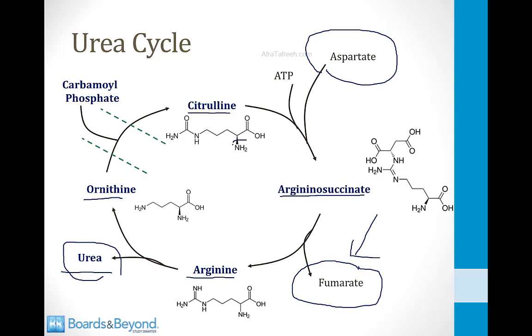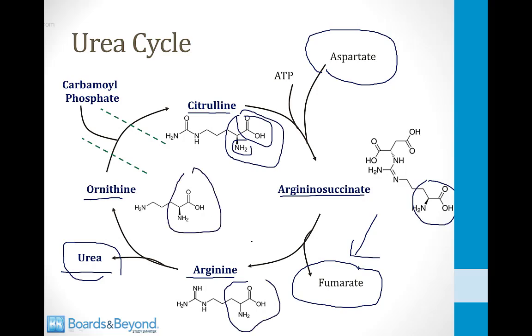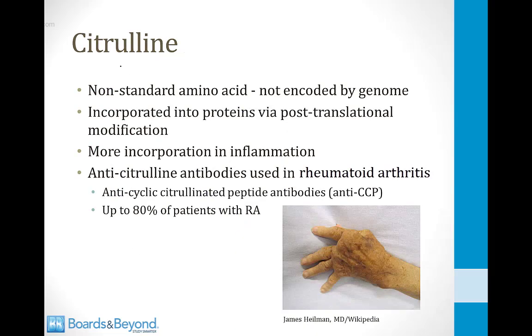They all have an amino group and a carboxylic acid group. So citrulline is an amino acid, so is argininosuccinate, so is arginine, and so is ornithine. Only arginine is a standard amino acid and coded by our genome. The other three structures are non-standard amino acids. They can be synthesized as part of the urea cycle or other metabolic pathways, but they are not coded for by our genome.